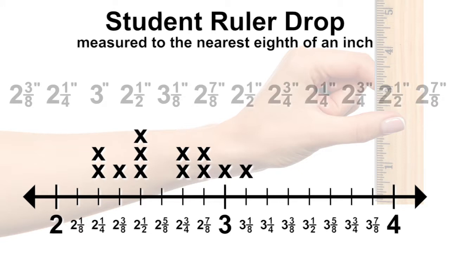Our line plot is complete. We can now identify the smallest and largest measurements as 2 1/4 inches and 3 1/8 inches. We can spot the most frequent measurement as 2 1/2 inches and the least frequent as 2 5/8 inches. Further, we can now use this data to answer additional questions as needed.